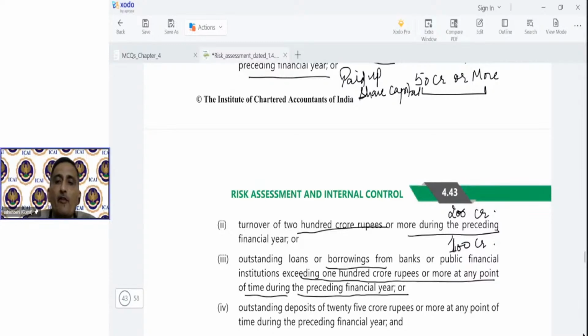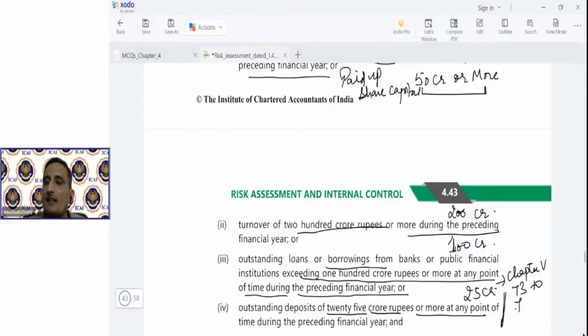And number 4, outstanding deposits of 25 crore rupees or more at any point of time during the preceding financial year. So deposits, guys, you know what are deposits? A company also accepts deposits from the public. The provisions regarding this are contained in Chapter 5 of the Companies Act, in Section 73 to Section 76. So these again you would be reading in your company law classes.